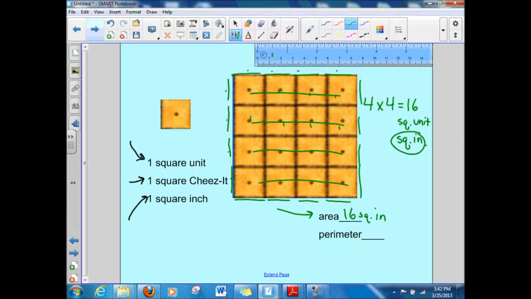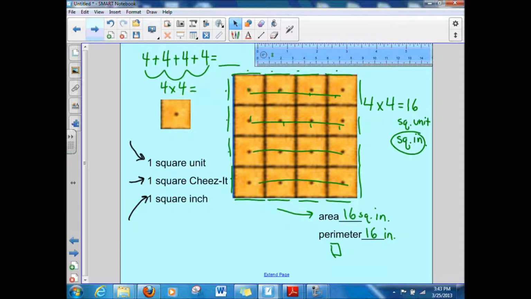Say 4 plus 4 plus 4 plus 4. I'm measuring or adding all the sides together to equal the perimeter. And hey, I can add those, or I can simply multiply them. Hey, that's kind of cool that the perimeter and the area are the same number. So the perimeter is 16 inches. It's not square inches because we're not measuring with squares on perimeter, but just a linear inch, straight line. So 16 inches is the perimeter, 16 square inches is the area.